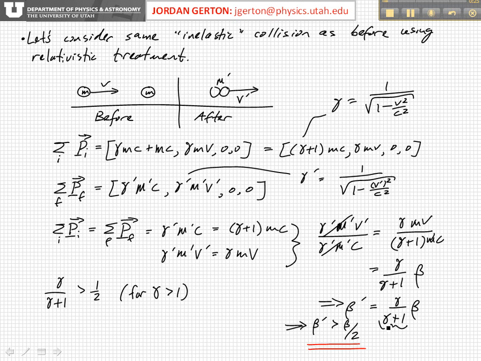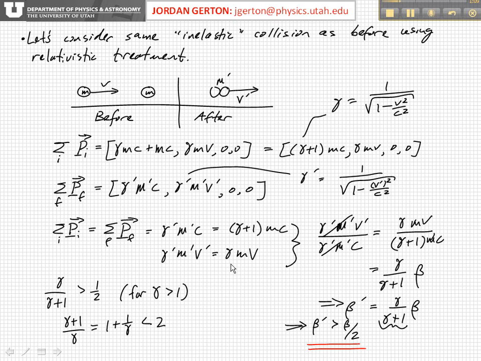Now, in the previous part of the lecture, I indicated that for this to be true, this fraction has to be greater than 1/2 for gamma greater than 1. That may not be obvious, but if we invert this, we get (gamma plus 1) over gamma, which is equal to 1 plus 1 over gamma. And this now has to be less than 2. Okay? Has to be less than 2. What we see is that when gamma is greater than 1, this second term is smaller than 1, and indeed this is always going to be less than 2. Okay, so that's the first interesting result.